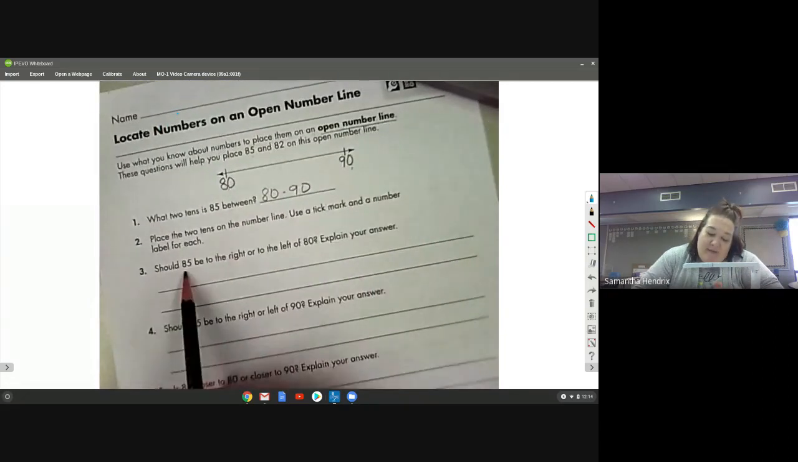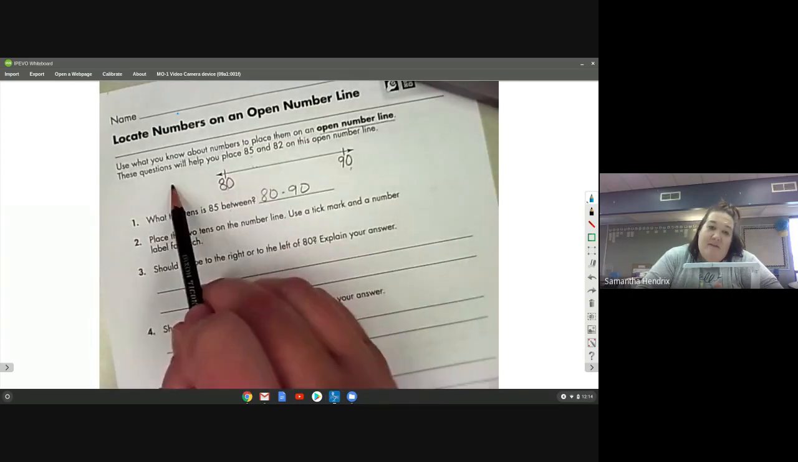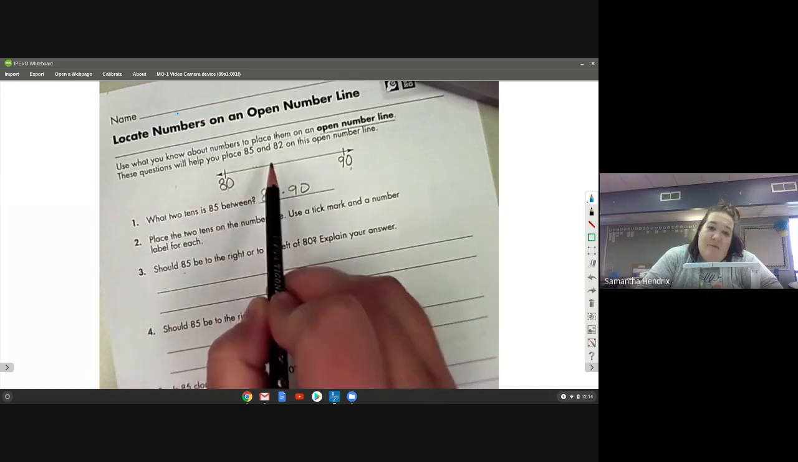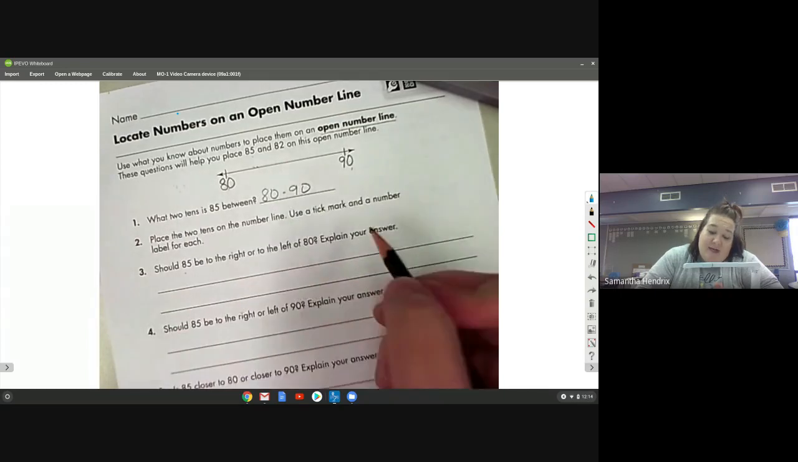Should 85 be to the right or to the left of 80? So it's asking, should 85 be over here somewhere or over here somewhere? To the right or to the left? It's going to be to the right.